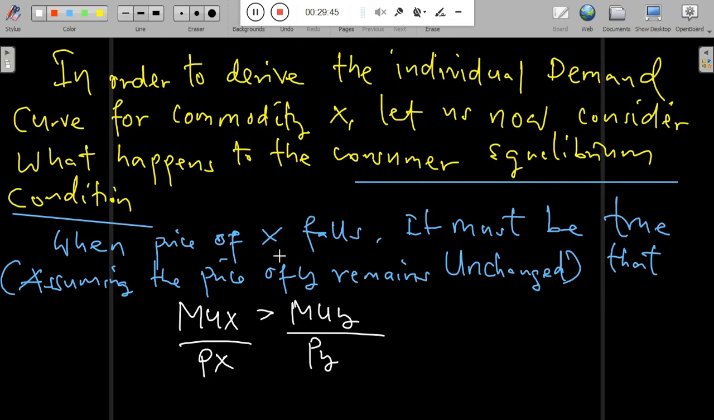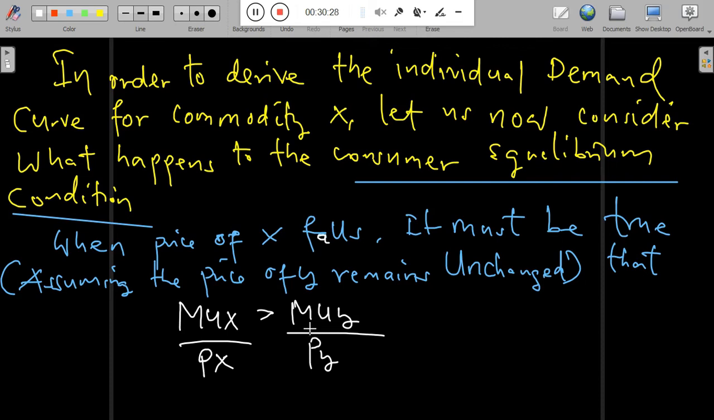So in order to derive the individual demand curve for commodity X, let us now consider what happens to the consumer equilibrium condition. When the price of X falls, assuming that the price of Y remains unchanged, we obtain that the marginal utility of X over price of X is greater than the marginal utility of Y over price of Y.